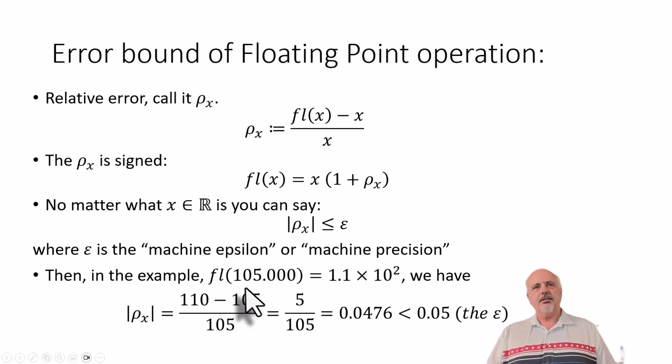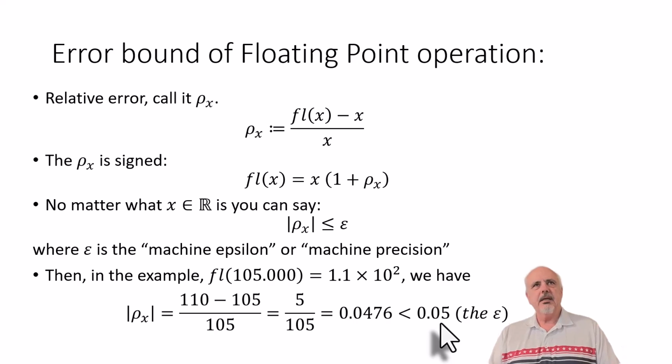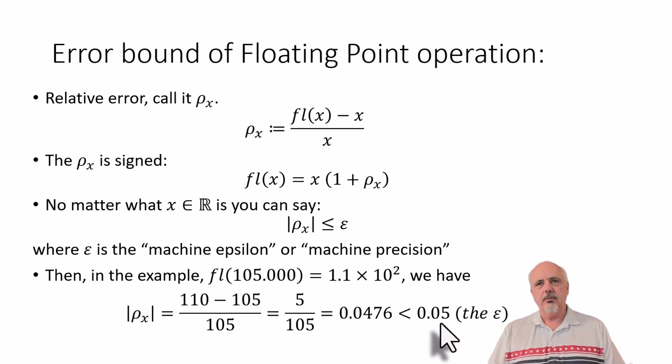So let's check it out. An example: the 105, we saw where the 105 is 1.1 times 10 squared, which is 110. So if I take 110 minus 105, that's going to be 5, divided by the true value. So I get 0.0476. Yes, that's less than 0.05. So that's a true statement, and it will be. Okay, so that is a floating point operation. You're just, quote unquote, floating a value. You can rest assured that the maximum error is going to be 0.05 for the two-digit decimal floating point system.